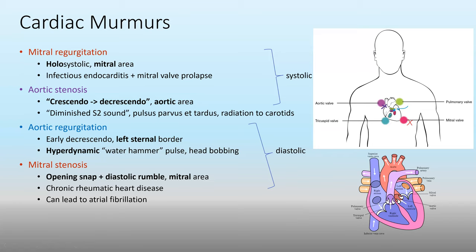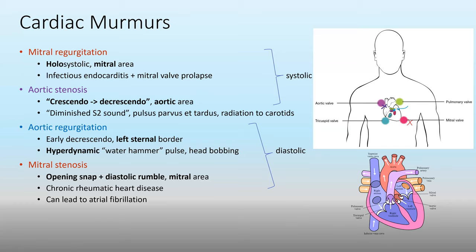So we know both of these are systolic. So we know that it's systolic. We can narrow it down to these two and a handful of other murmurs if we're given those. We can then choose based on area. It's not the aortic. It's not the mitral. We can pick based on those two. And then we can also pick based on the features of the murmur itself.